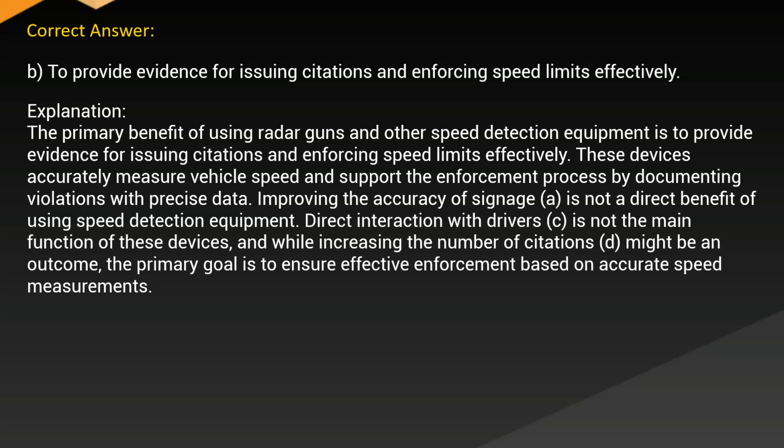Improving the accuracy of signage, A, is not a direct benefit of using speed detection equipment. Direct interaction with drivers, C, is not the main function of these devices. And while increasing the number of citations, D, might be an outcome, the primary goal is to ensure effective enforcement based on accurate speed measurements.